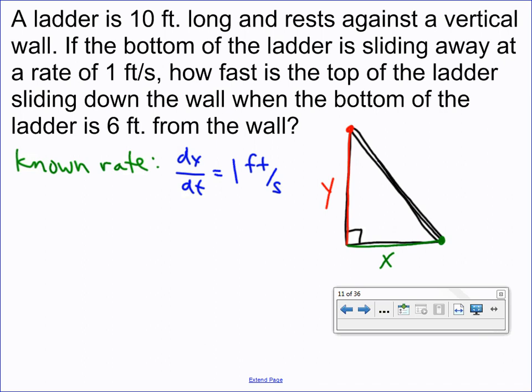Awesome. And then we'll write down what we're trying to find. In terms of the variables in our picture, what is it that we're trying to find? Preston? The distance from the bottom of the ladder to the wall. Is that what we're trying to find? What rate are we trying to find? So what's our question asking us? Oh, how fast the top of the ladder is going. So in terms of our variables, what rate would that be with Leibniz notation? dy/dt. Yeah, dy/dt.